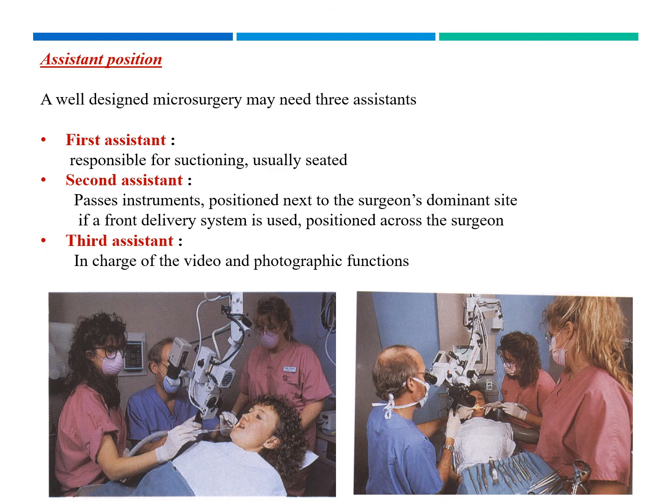The assistant position: while working under magnification, there are normally 3 assistants. The first assistant is responsible for suctioning and is usually seated. The second assistant passes the instruments, positioned next to the surgeon's dominant side if a pen delivery system is used, and positioned across from the surgeon otherwise. The third assistant is in charge of the video and photographic functions.